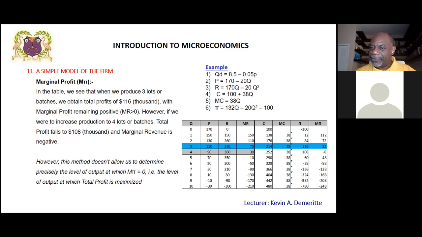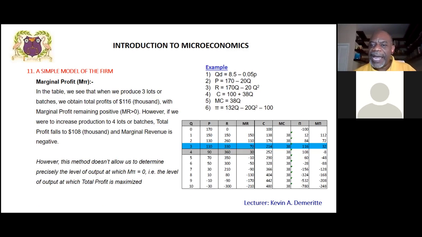That's what we're talking about. You're trying to get to that point somewhere between 3 and 4, because at 3, there is still room for improvement. But at 4, you've gone too far.